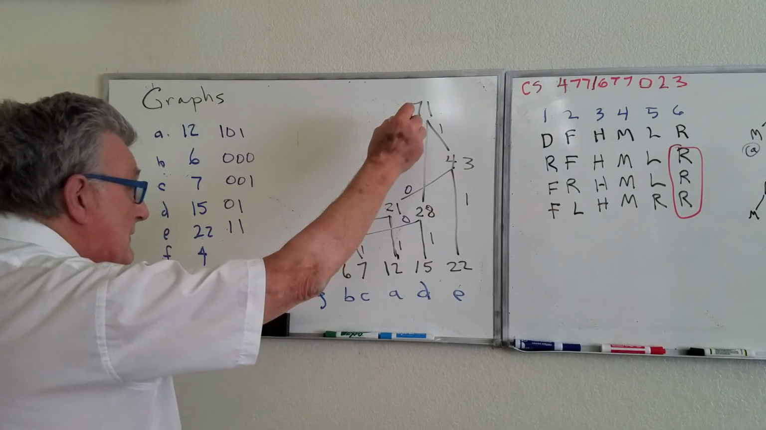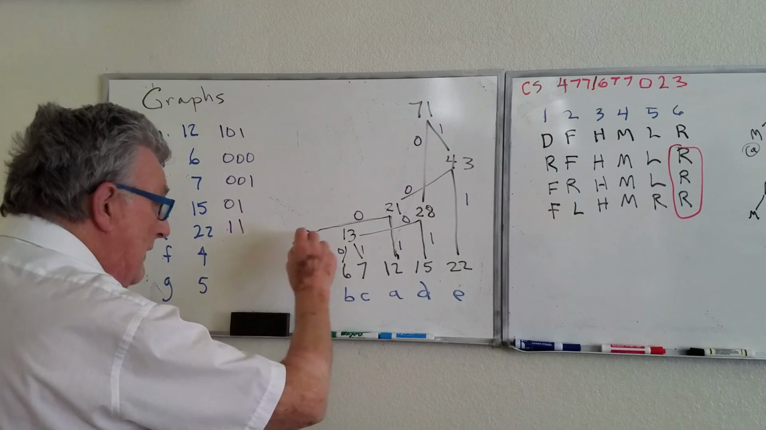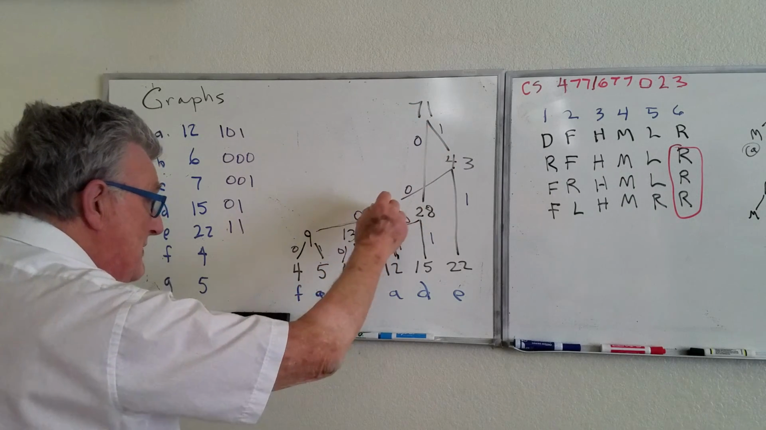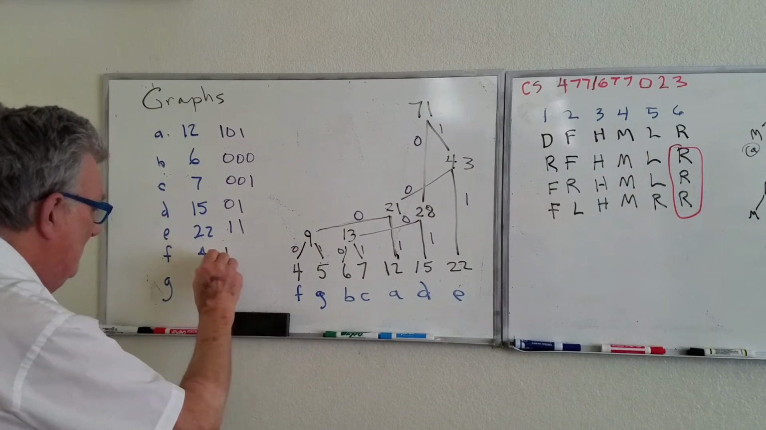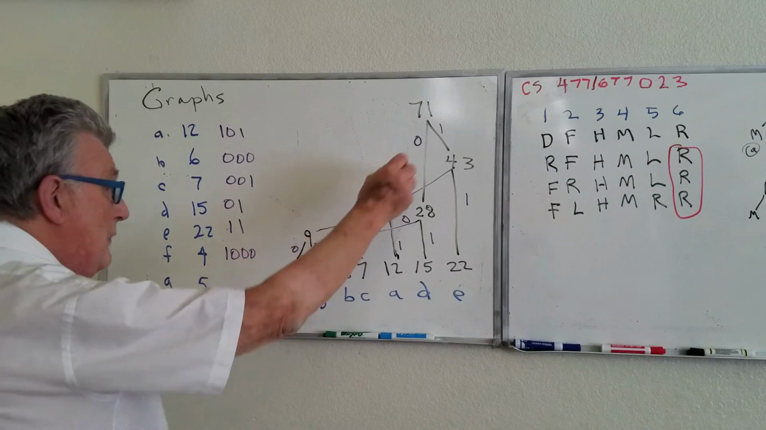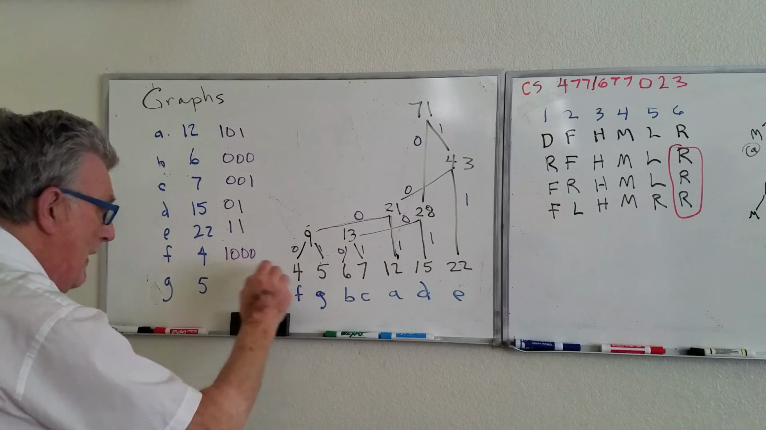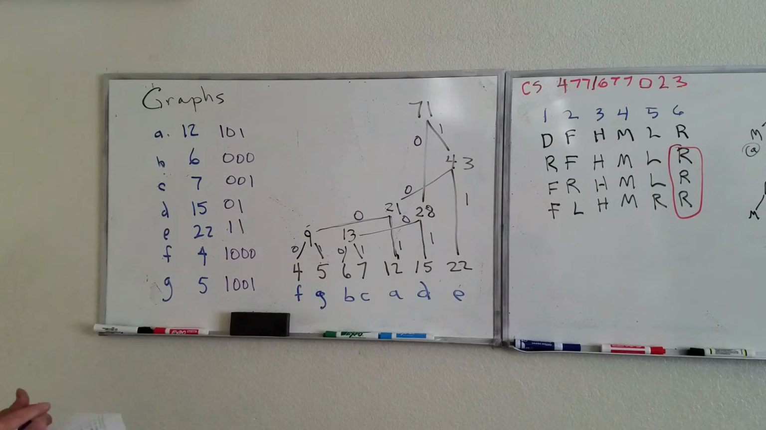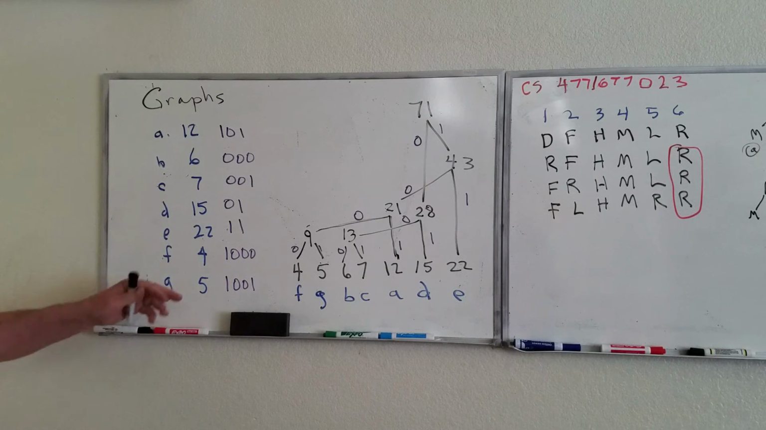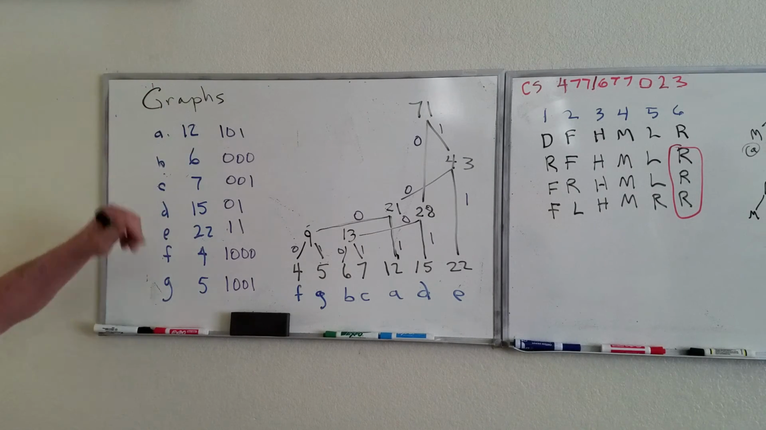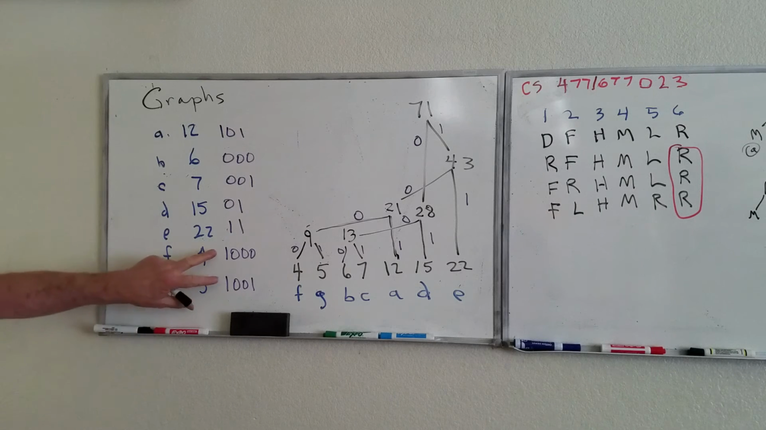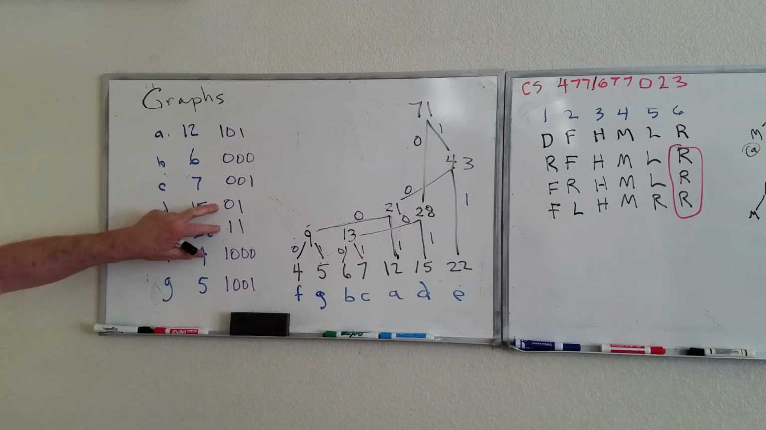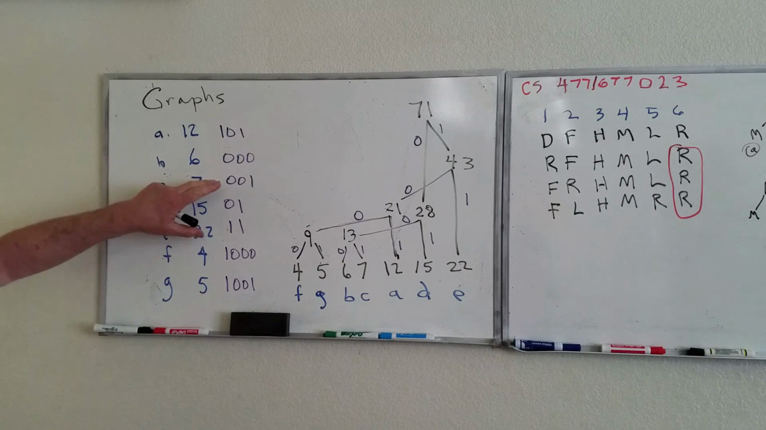Now for F, let's see, F is here. Going back there, it would be 1, 0, 0, 0. And for G, 1, 0, 0, 1. All right, now, those strings are not unique. If you ordered them in a slightly different way, you would get a different code. But if the code is optimal, these two will have length 4, these two strings will have length 2, and these three strings will have length 3.